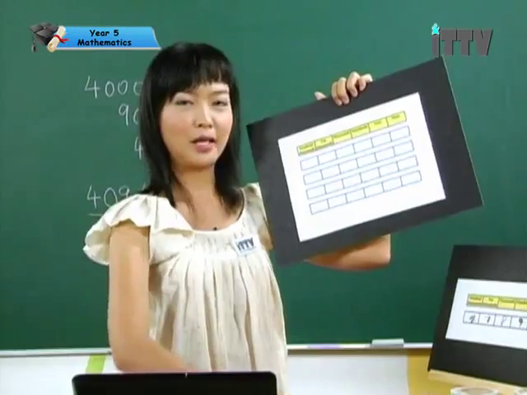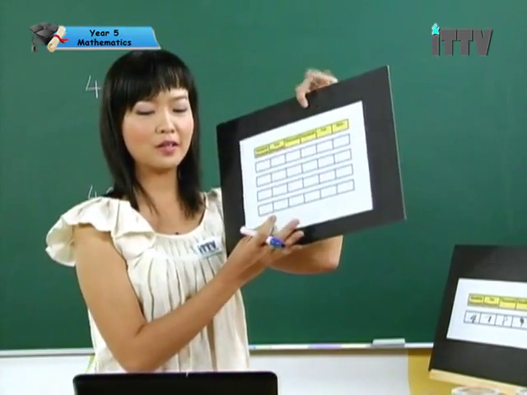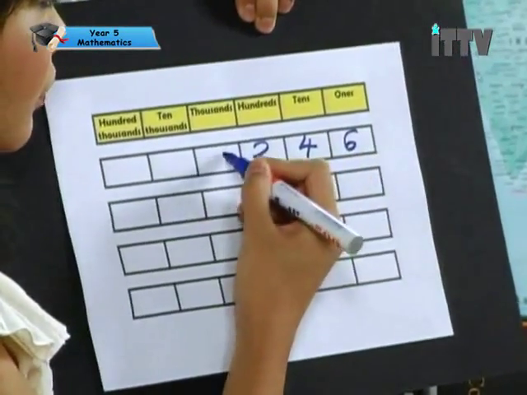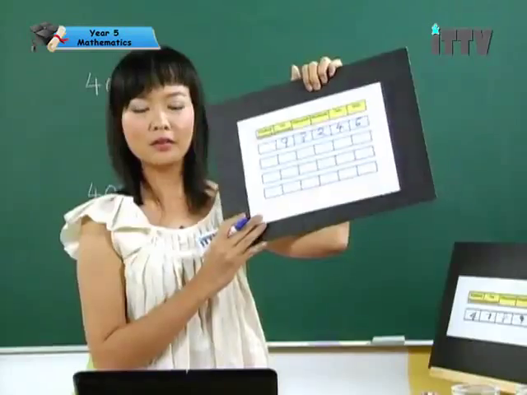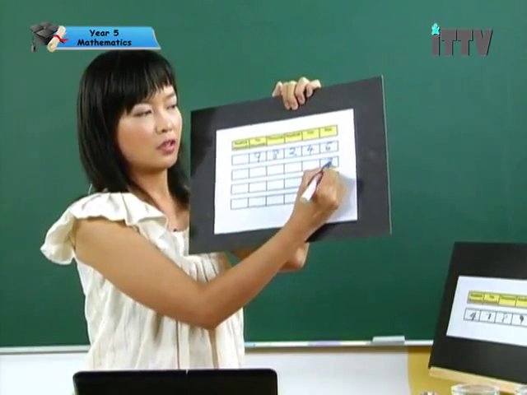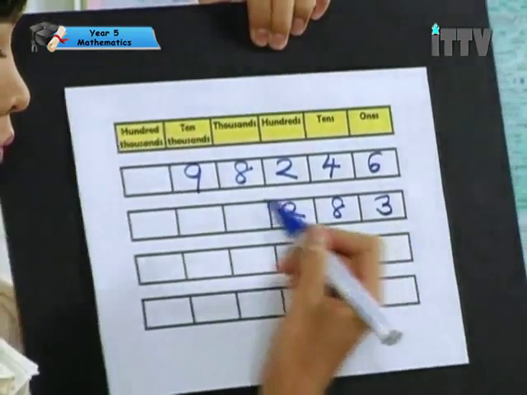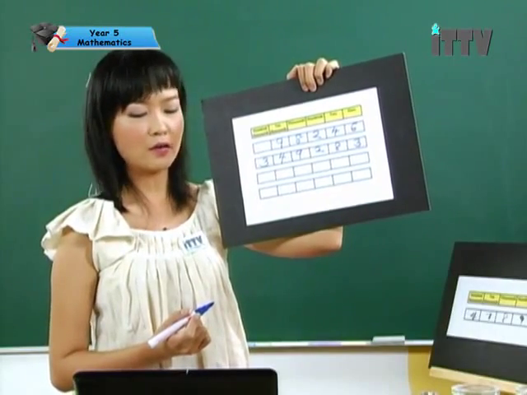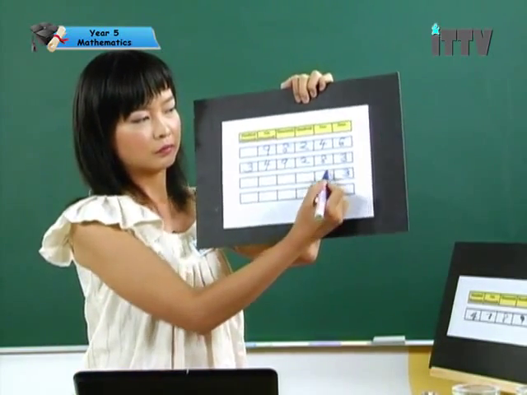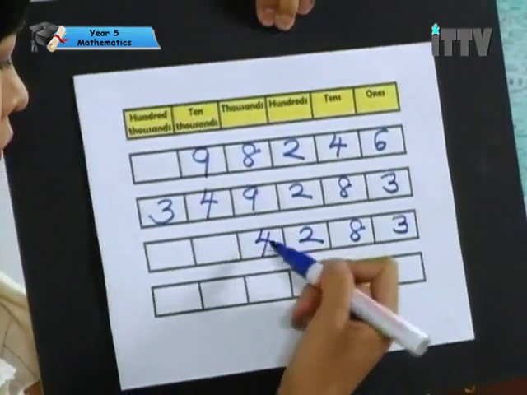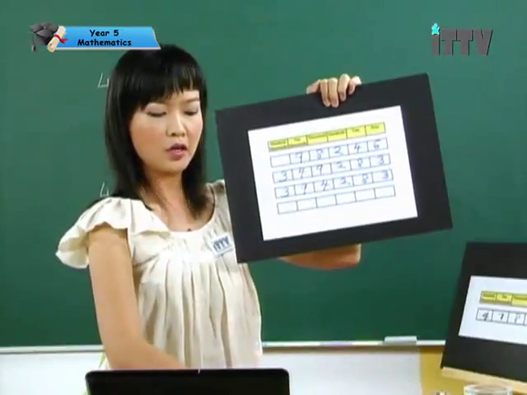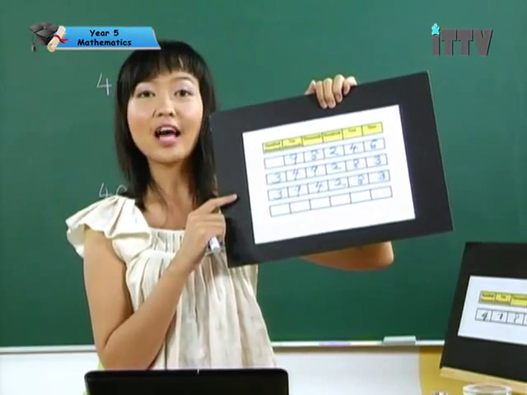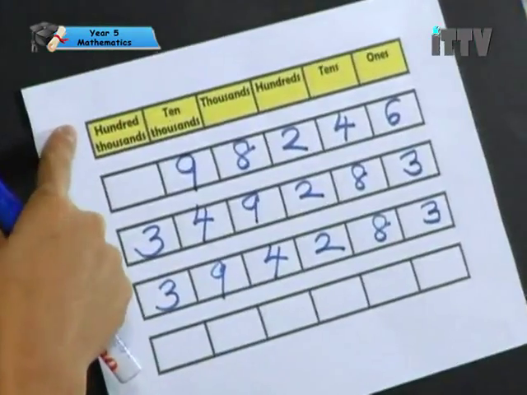Okay, I have here a place value chart. Now let's fill in the numbers. The first one, 98,246. The second one, 349,283. And the third one is 394,283. Okay, now that we've filled in the numbers, we compare starting from the largest place value, that is from 100,000.